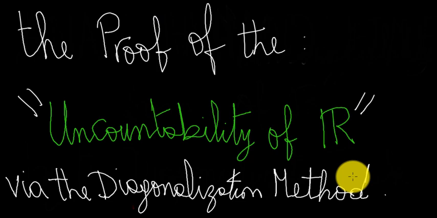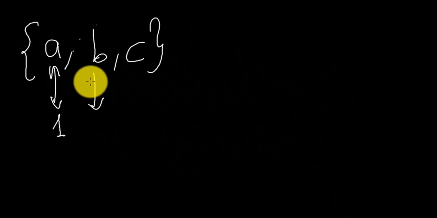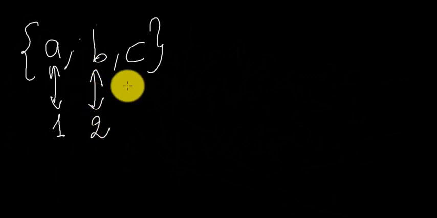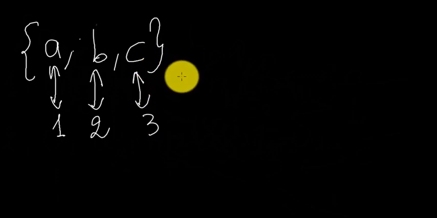Today's video will be about the proof of the uncountability of real numbers. So basically, what a countable set is. Let's start by defining a set of elements, which we call A, B and C. A countable set is one where we can link each element to an integer and enumerate the set. So A is the first element, B is the second element, and C is the third element.